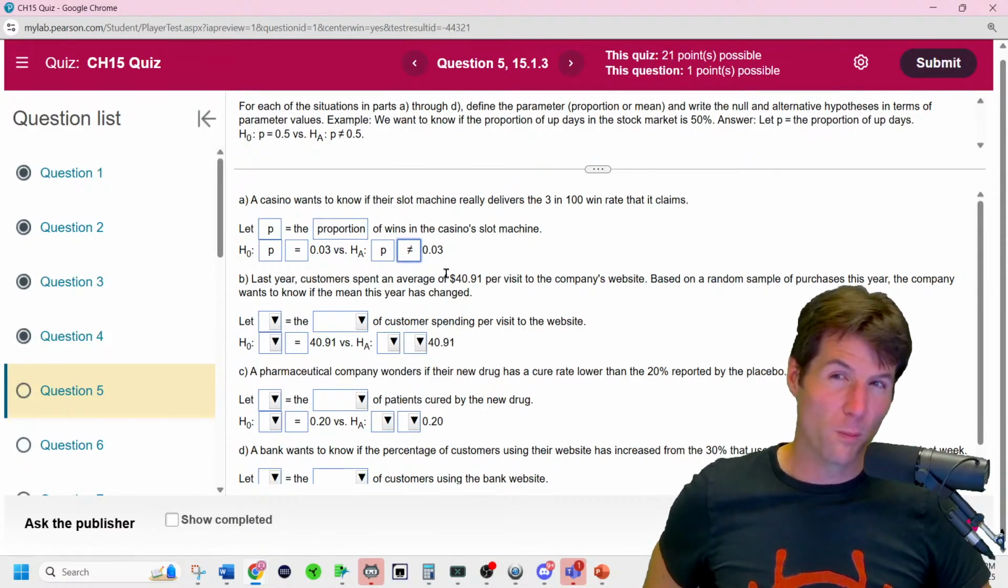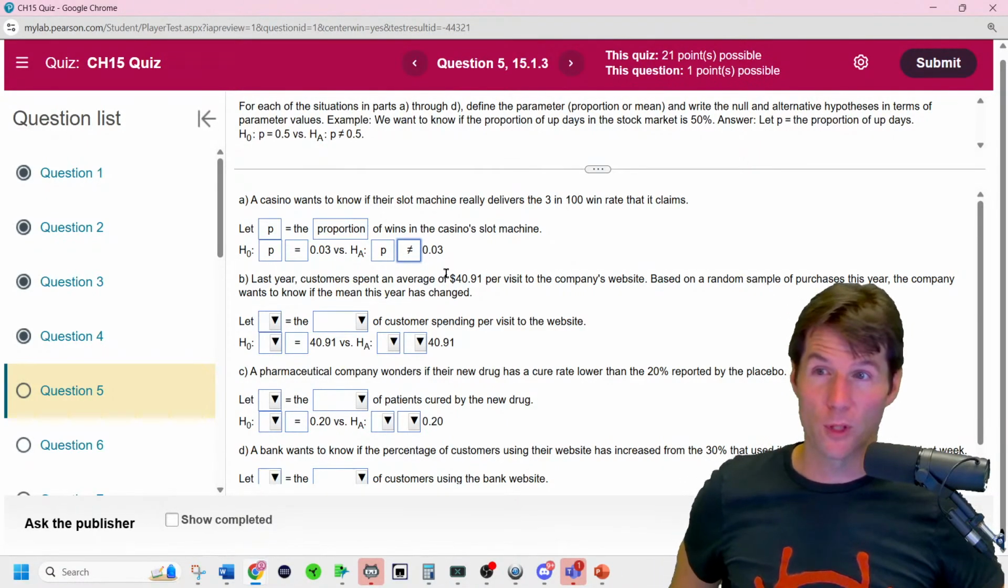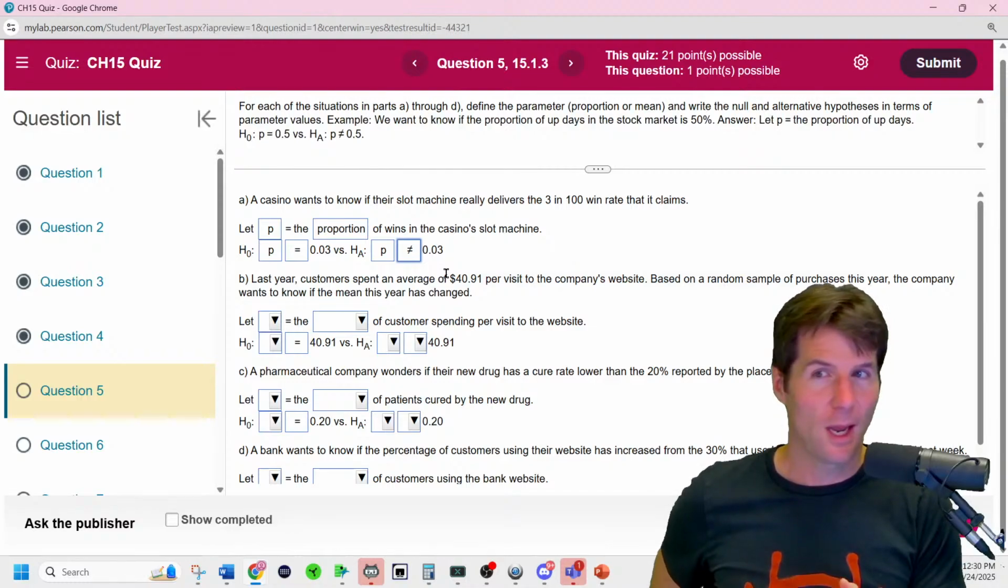The next one deals with money. Does that sound quantitative or proportions? Like the proportion of money or the average amount of money?